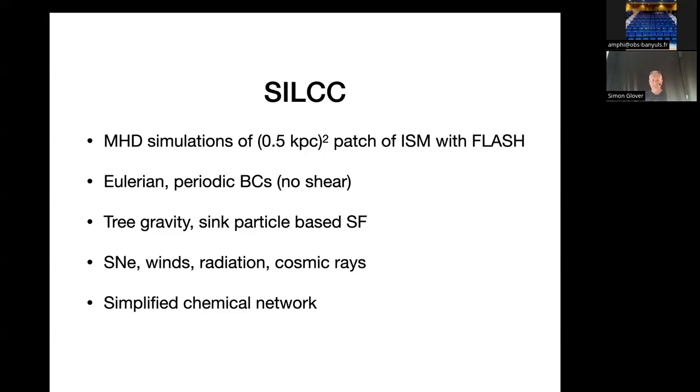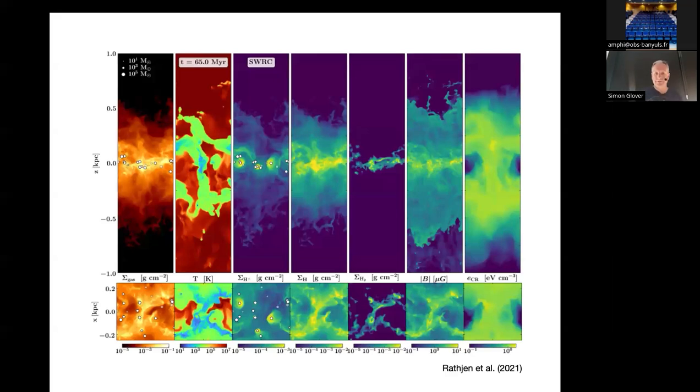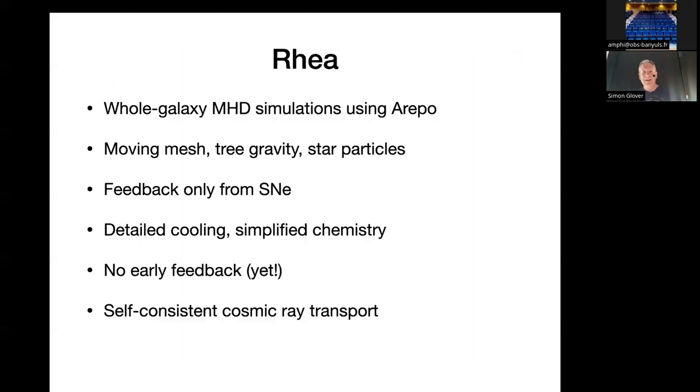And the other big difference is they have a fairly sophisticated treatment of feedback. So the latest Silcc simulations have supernovae, winds, radiation, and cosmic rays. Not sure about radiation pressure, but it's probably not important on those scales. On the other hand, they have a much more simple chemical network compared with Tigris. I'll skip over that, even though it's a nice picture.